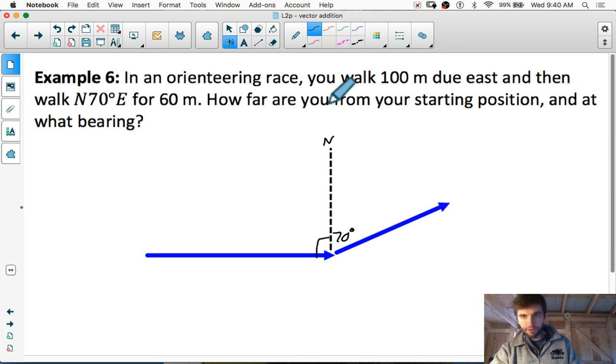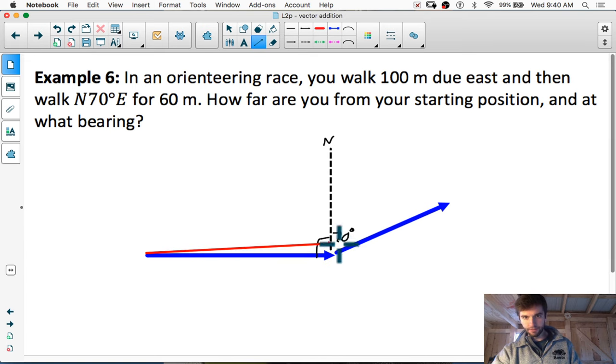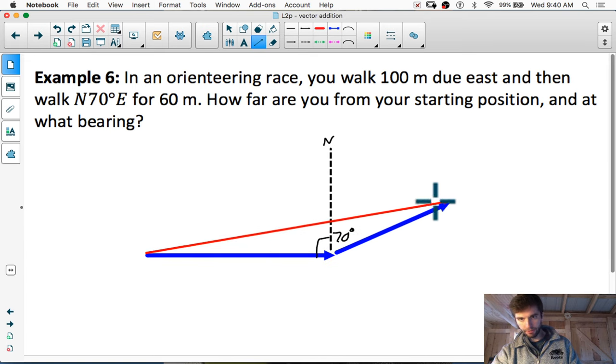And it says, how far are you from your starting position and at what bearing? So basically it's saying we started here, we went this way, and then we went up. So this is our resultant. We want to figure out the length of that, right? That would tell us how far we are from where we started. And we also want to figure out what direction that vector is going in.